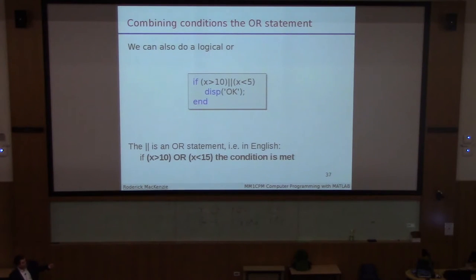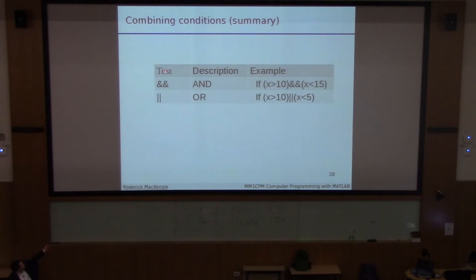Okay. So I said it's a bit of a bitty lecture, but this is why. So here we go, summary. And is an and, so there's an example. Or is this double bar, and it's worth finding out where that key is on the keyboard.